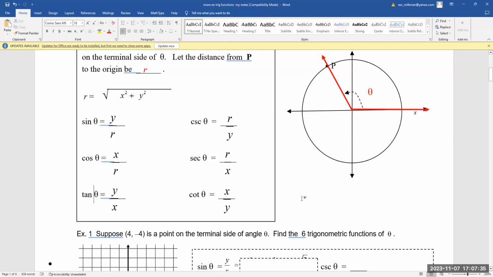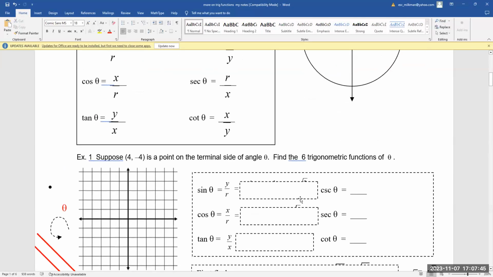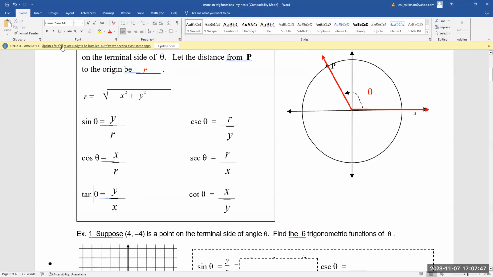Well, it's going to change just slightly. And so let's do an example. Let's do several examples and show you exactly how things might change. Okay. Remember what r is? r is a positive distance from the origin to your point on your circle. So it's the radius of your circle.